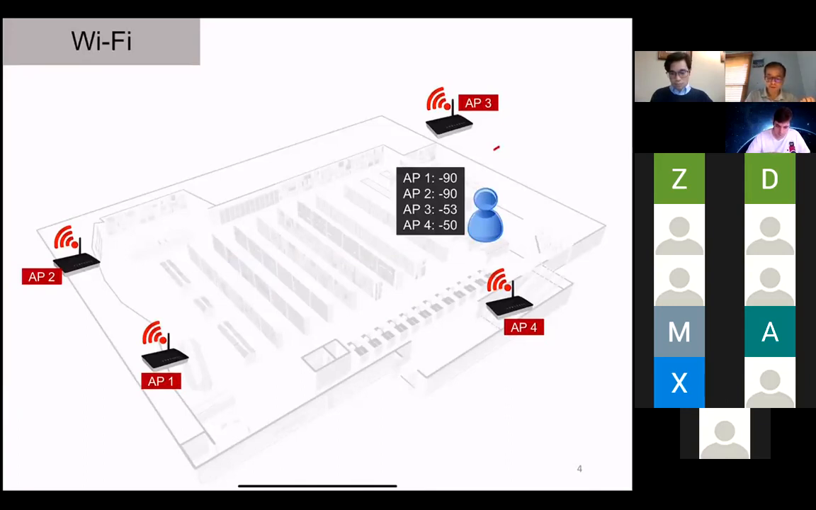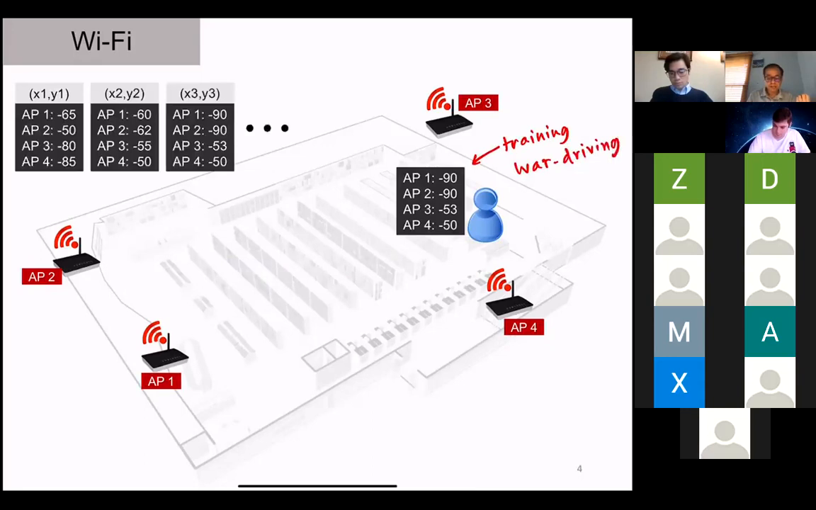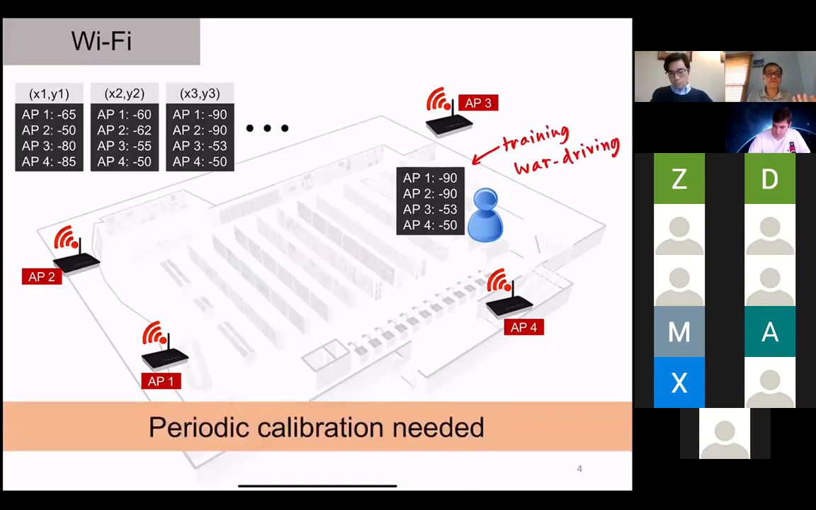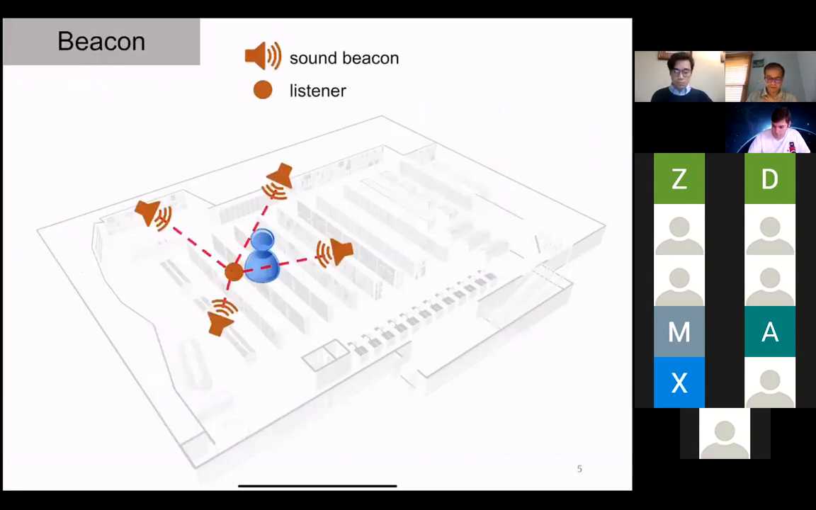This was what we called training or war driving. And then once we create the map, we look up. We saw how RADAR does it. We also saw triangulation. All have different kinds of problems, right?